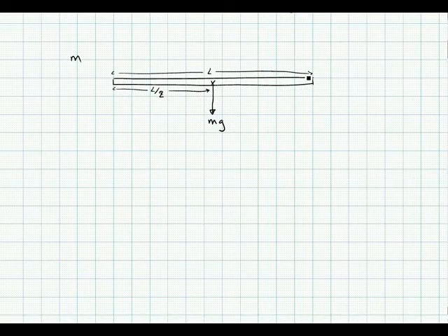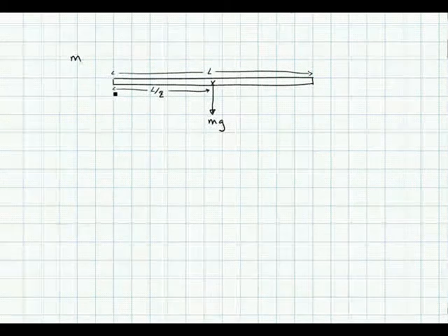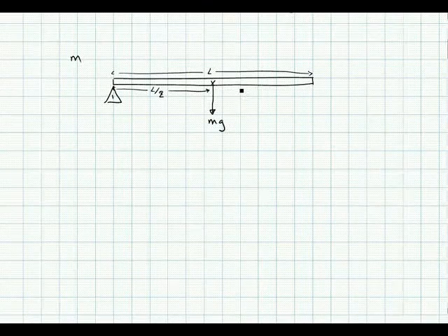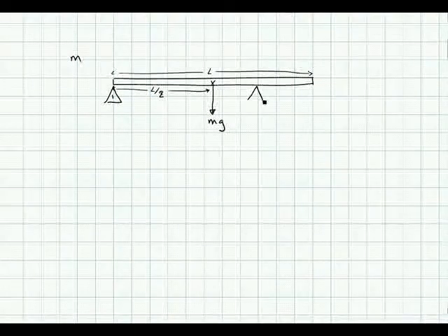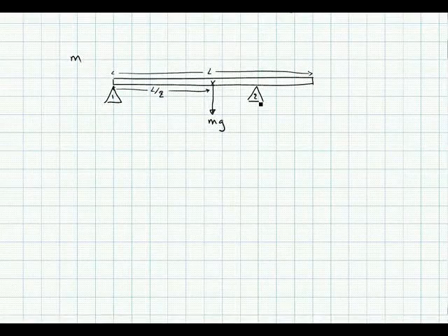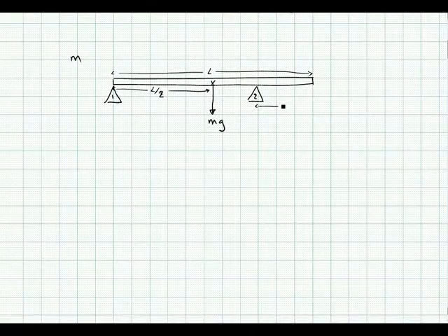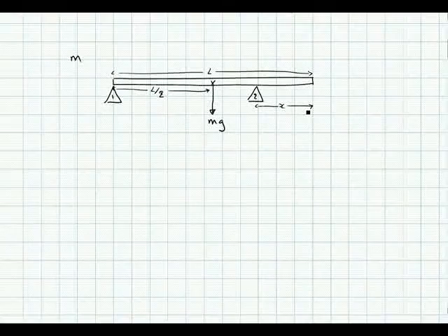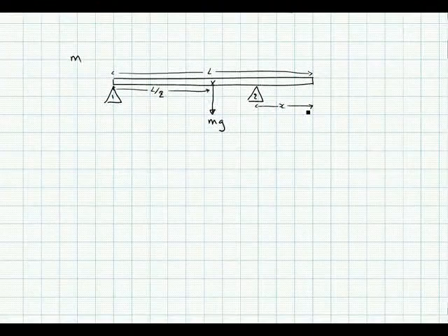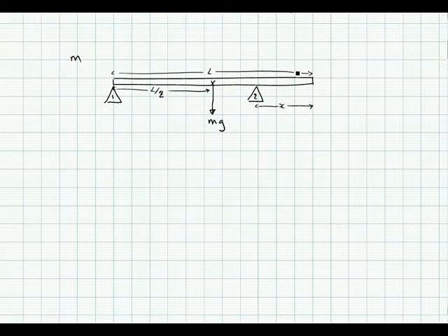And in this case it is supported by support 1, positioned at one end, and support 2, which is positioned a certain distance x away from the right end of the beam, right? And let us also position some mass.